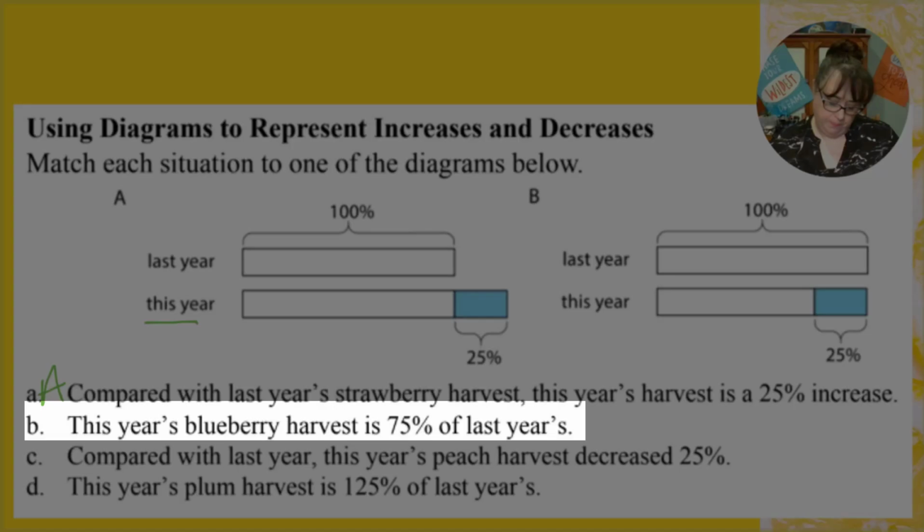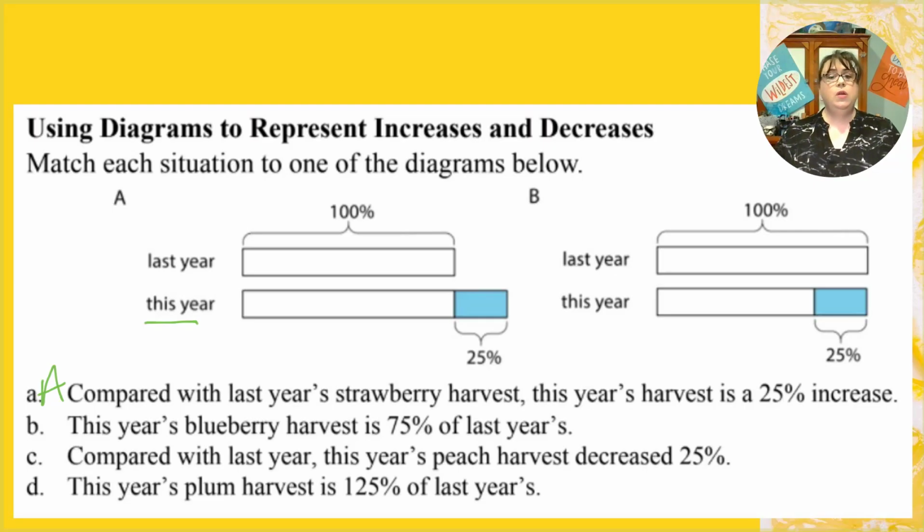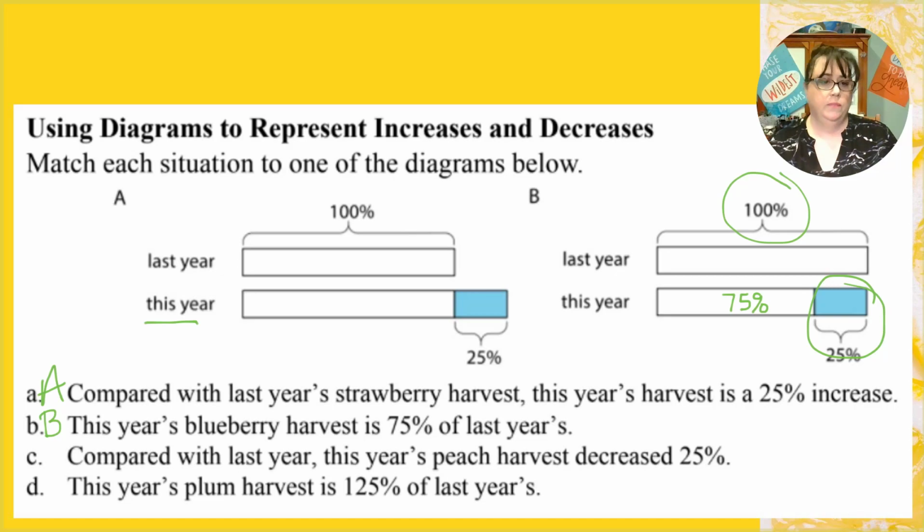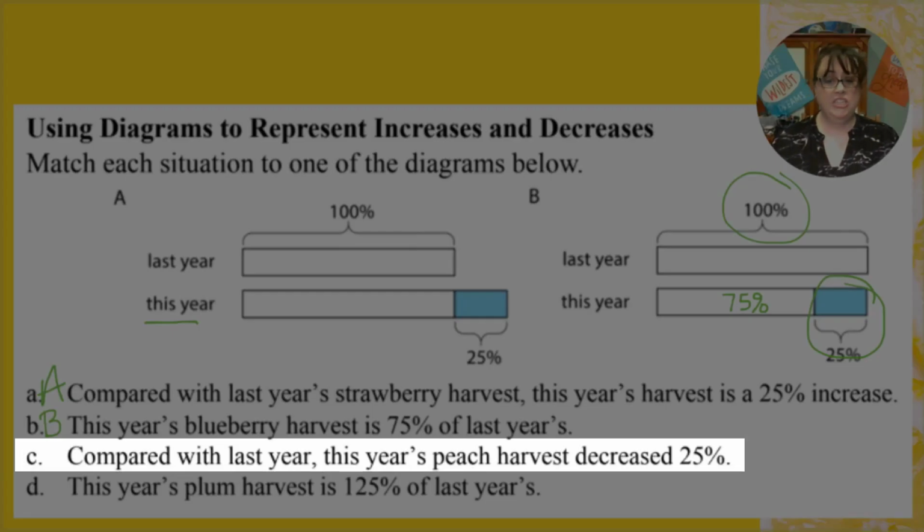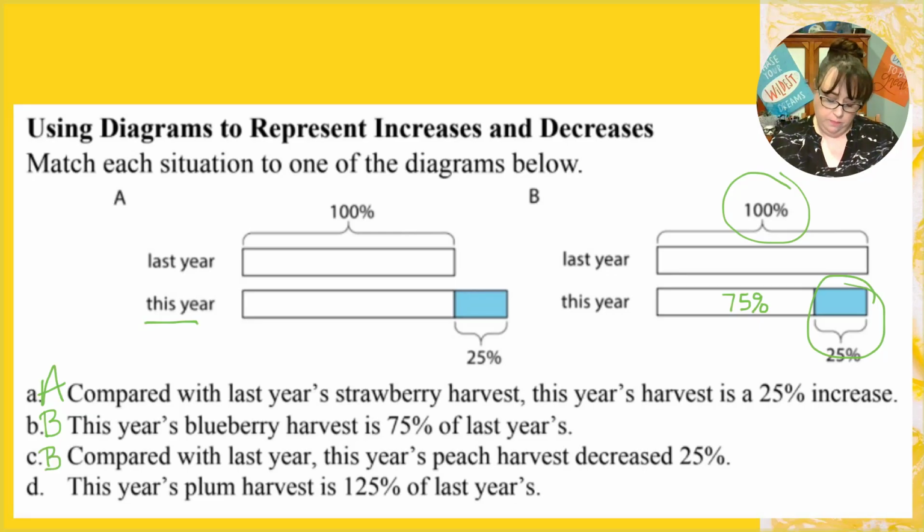Now let's look at b. This year's blueberry harvest is 75% of last year's. If we are at 75%, that means we did not make it up to 100%. If I took this 25% away from this 100%, I am left with 75%. So the blueberry harvest is going to be B. Compared with last year, this year's peach harvest decreased by 25%. B is the one that shows things decreasing.